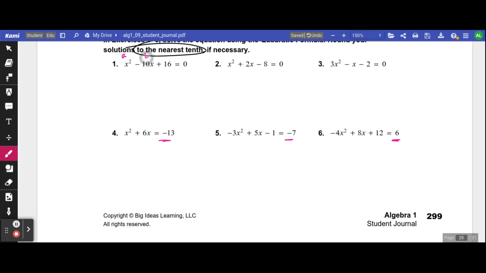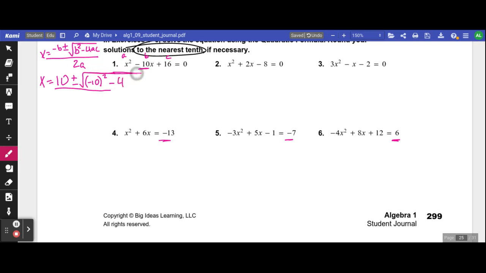I've got my A, my B, and my C. Okay, so I have negative B plus or minus the square root of B squared minus 4AC, all over 2A. So I'm going to start plugging in. I've got the opposite of B. I've got negative 10 as my B, so I'm going to use positive 10 plus or minus the square root of B squared, so of negative 10 squared, minus 4.